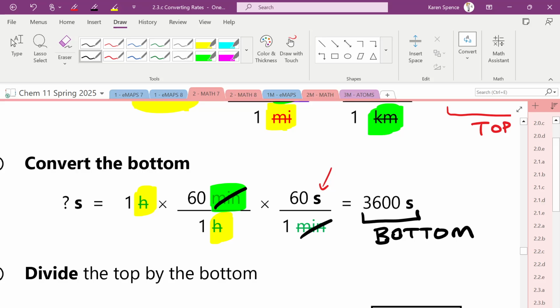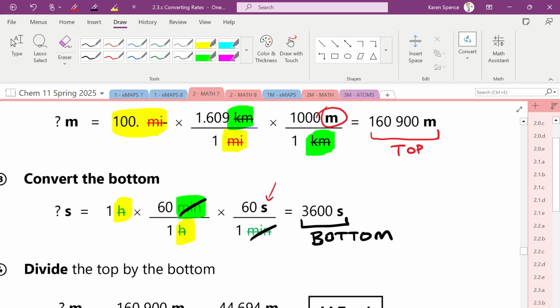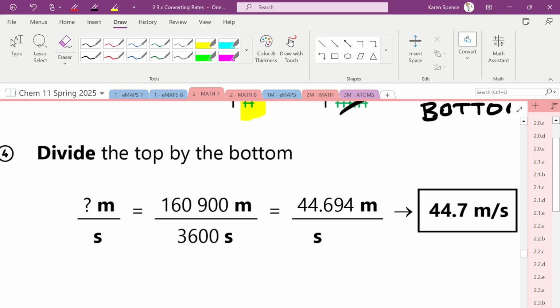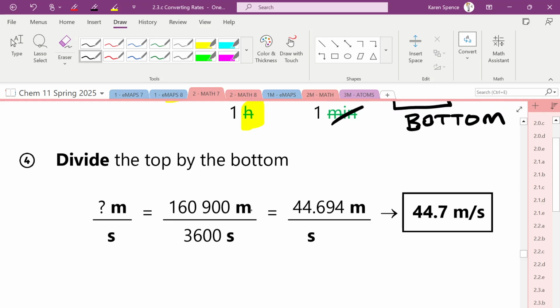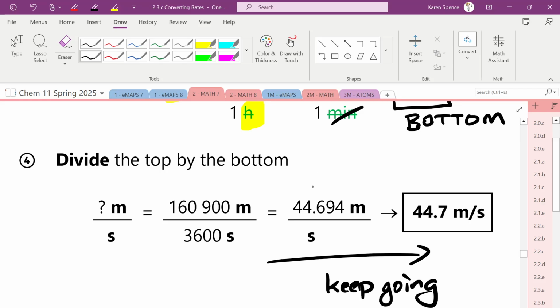So we've converted the top. We've converted the bottom. Now we're going to put the top over top of the bottom. So we don't know how many meters per second. We put our meters over our seconds. Some people get stuck here and they just stop. Okay, you have to keep going. You have to divide. You have to take the 160,900 and divide by 3,600.